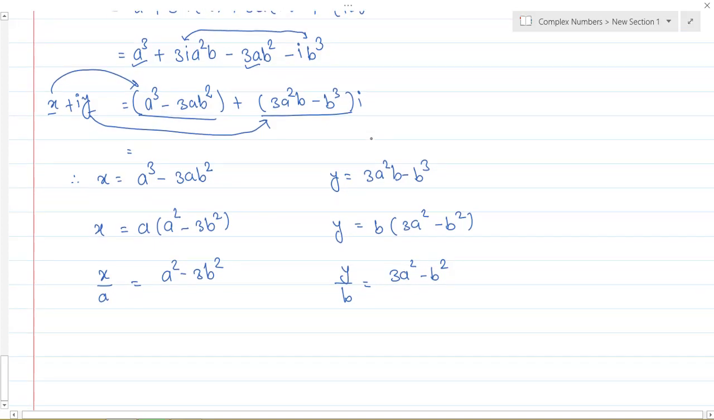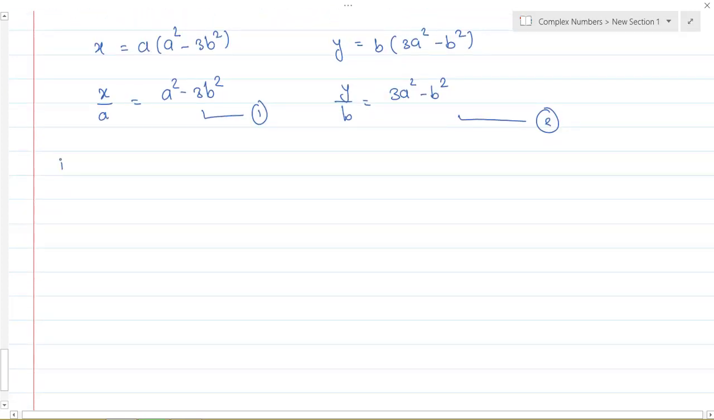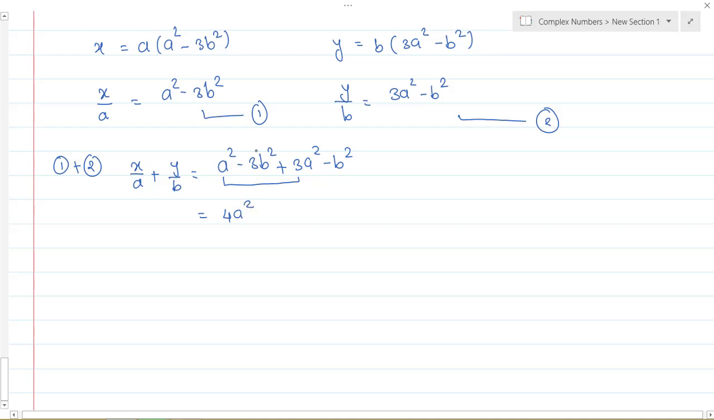So let's add these two equations, equation number 1 and equation number 2. So adding 1 and 2, you will be getting x by a plus y by b equals, let's add first x, a square minus 3b square, now let's add the second one, plus 3a square minus b square. So a square plus 3a square becomes 4a square, and minus 3b square minus b square becomes minus 4b square, and if I take 4 common, I will have a square minus b square.